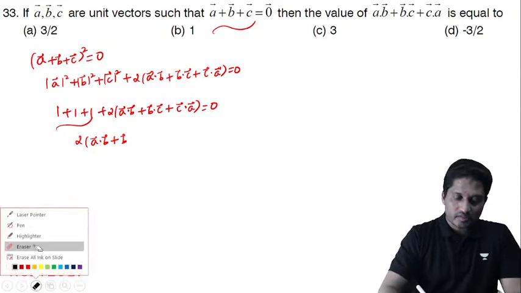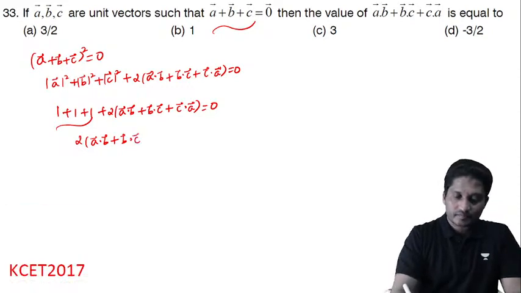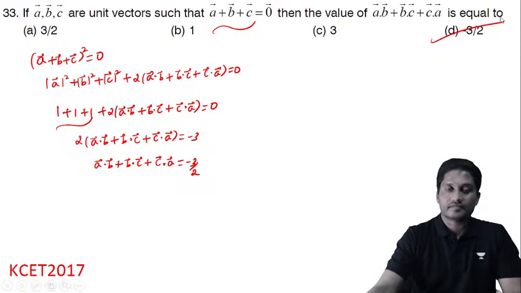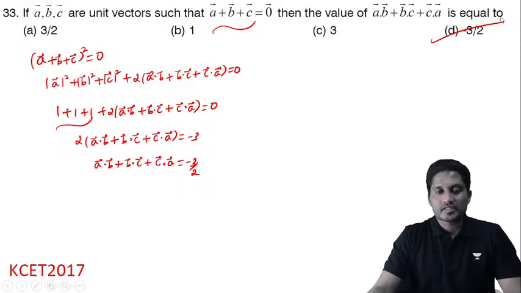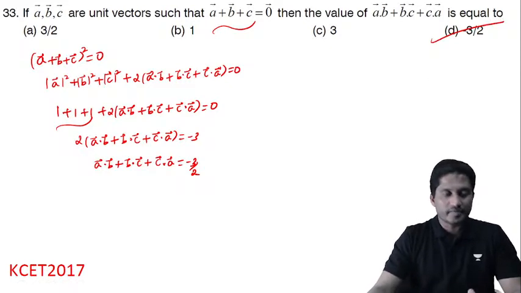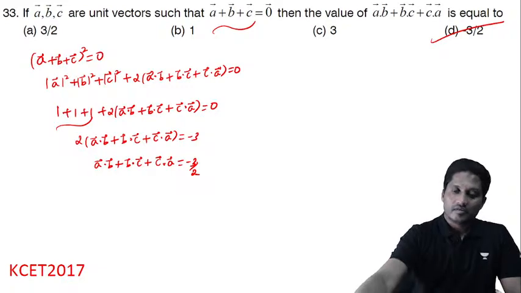A dot B plus B dot C plus C dot A is equal to minus 3. From this I'll get A dot B plus B dot C plus C dot A is equal to minus 3 by 2. Answer is option D. If you shift plus 3 to the right side, it will be minus 3, so it should be minus 3 by 2 only. Right? Let's move to the next question.